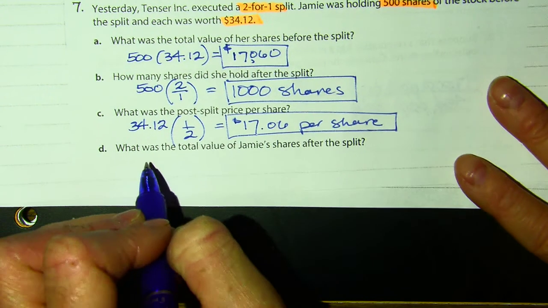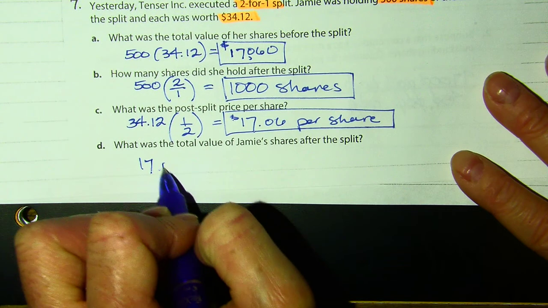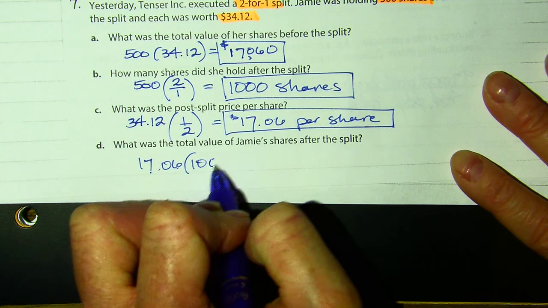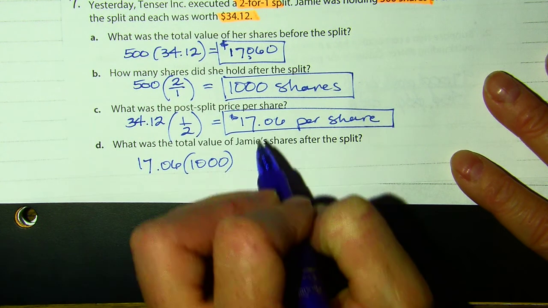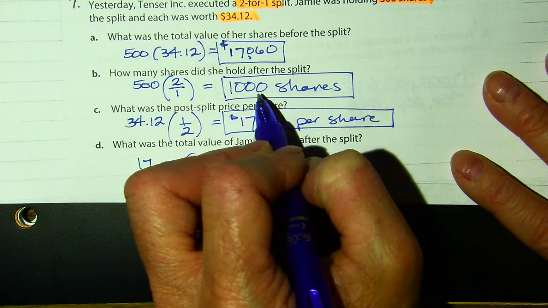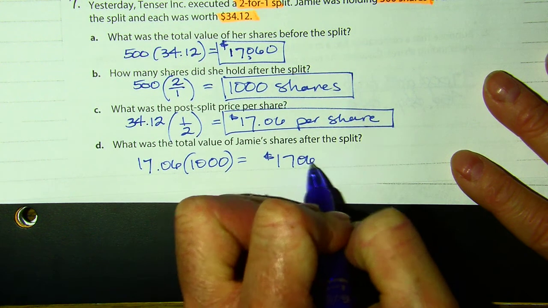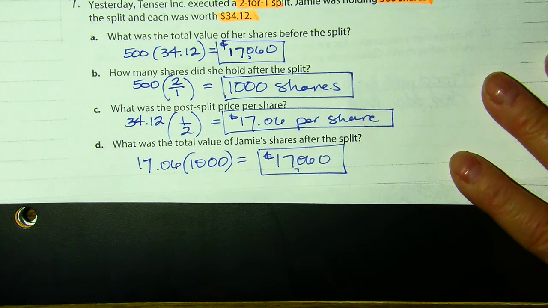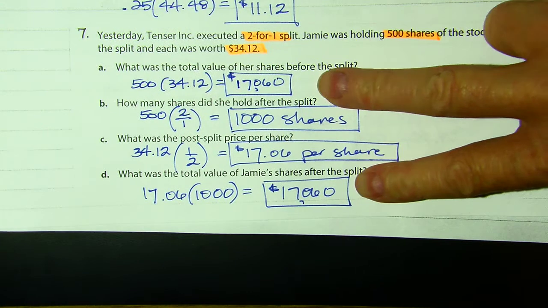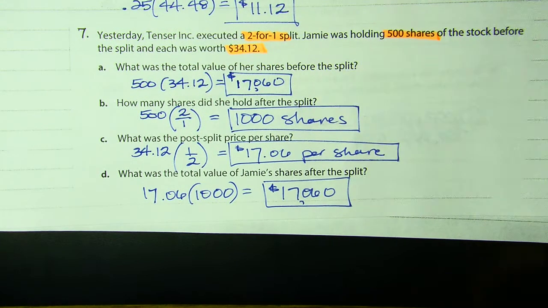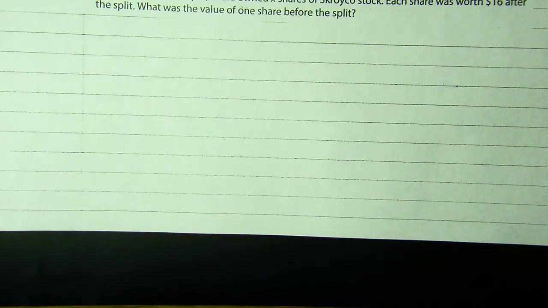What was the total value? Now remember, the total value or her market cap shouldn't change. So now her stock is worth half as much, but she has double the amount of shares. So she still has the same value as before. Notice what she had valued before and after are the same. Next one.